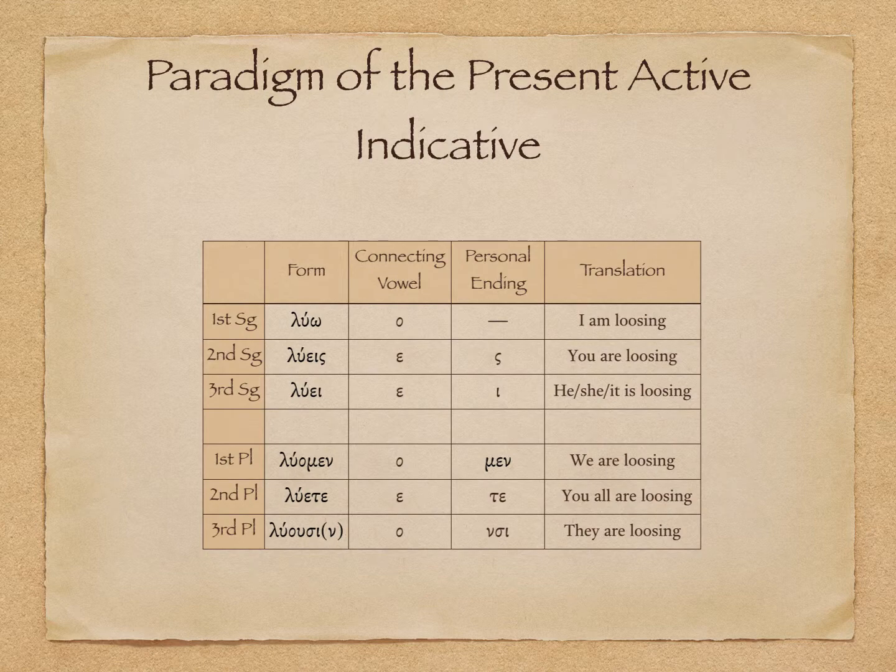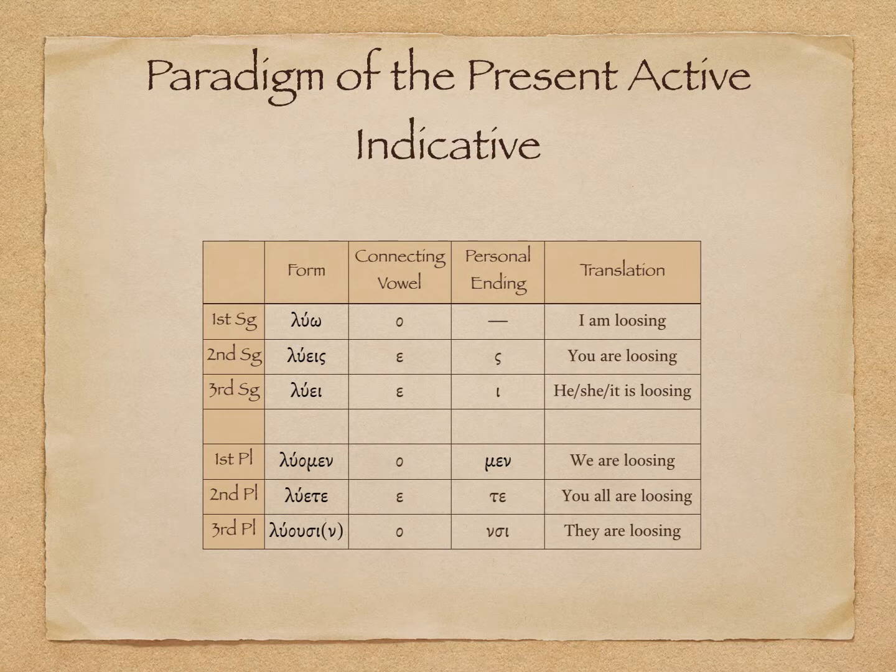First plural, luomen. Why the omicron connecting vowel? Because the personal ending begins with a mu. Go to third plural, luousin. The personal ending begins with a nu, and that's why the omicron. Look at that for just a moment. The nu there that looks like a V, but it's again the letter nu, it drops out. And then you have lousi and the movable nu at the end of the word. So lousin. They are loosing.